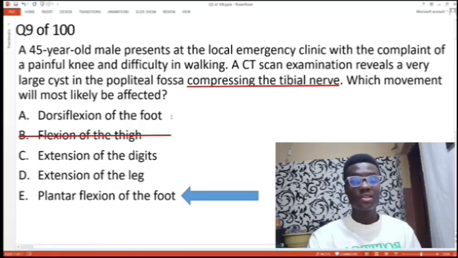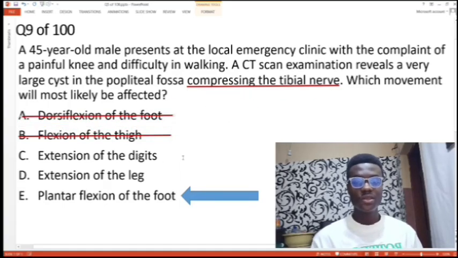Dorsiflexion of the foot is carried out by the anterior compartment, which is supplied by the deep peroneal nerve. So it means option A is also out. Then extension of the digits is also carried out by the anterior compartment of the leg. So dorsiflexion of the foot and extension of the digits are carried out by the anterior compartment of the leg, and they are supplied by the deep peroneal nerve, which means this is also wrong.